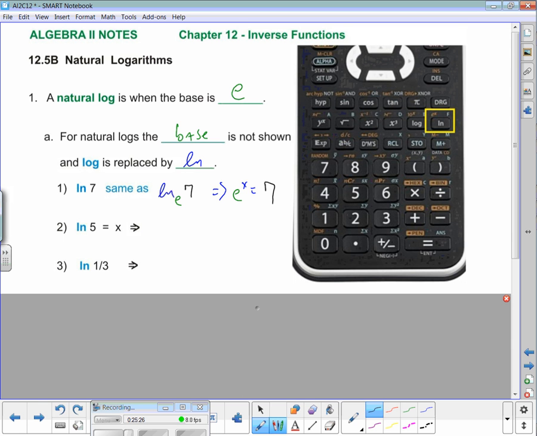E to what power equals 7? That's really, again, converting from log form to exponent form. And as I told you guys way back in the beginning, that's the key to everything this chapter: to be able to convert between the forms.